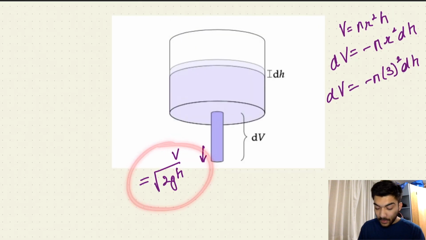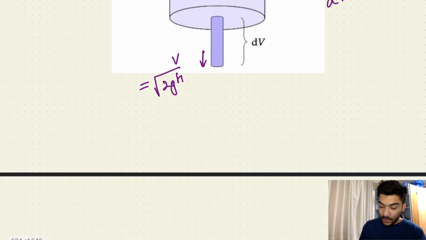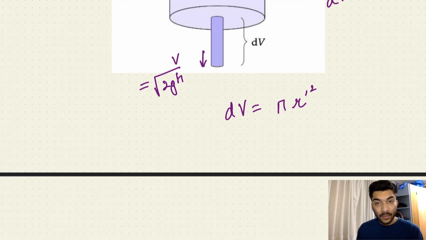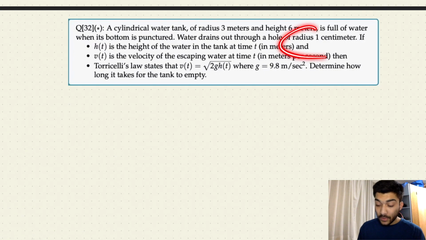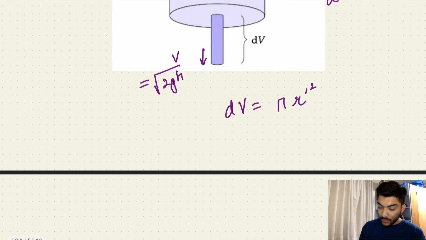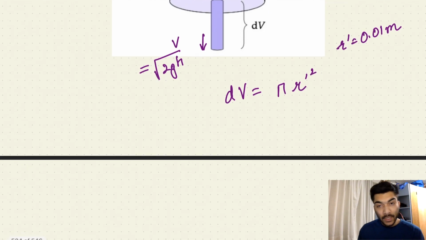So if the velocity of the escaping water is root 2gh and we have to find dV, in this case we also know that dV is again pi r squared. So this is a different radius, so I'll denote it by r dash. So pi r dash squared, where r is the radius of the hole, which is already given as 1 centimeter. So you know that this r dash is 0.01 meter, because we are taking every unit in meters.